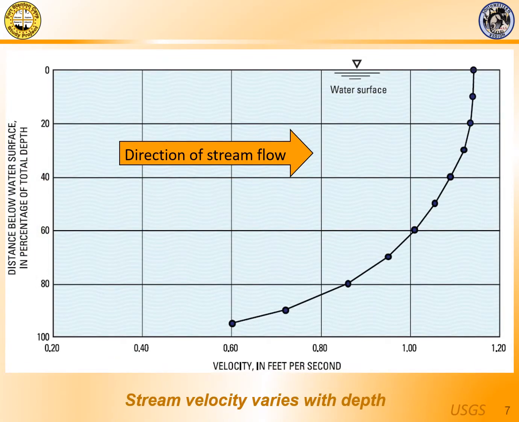Also, if we look at a stream in profile, a side view, this is the distribution of velocity in profile. The water near the surface tends to be moving the fastest. The water near the bottom of the stream tends to be moving slower, where the water is slowed by friction with the bottom of the stream. So the velocity distribution is not uniform in the vertical as well as in the horizontal.